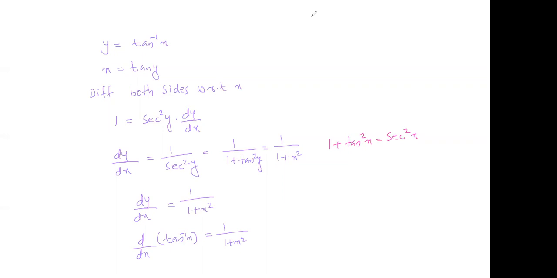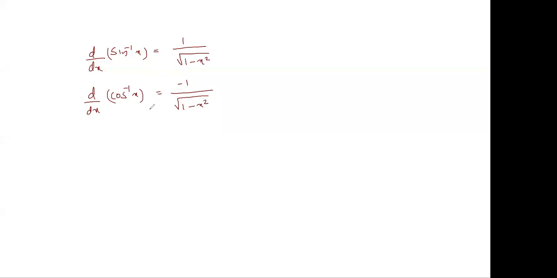Similarly, in the same way, using implicit differentiation, you can find the derivatives of all inverse trigonometric functions. So derivative of sine inverse x is 1 by root 1 minus x square. Derivative of cos inverse x is only the sign changes, it is -1 by root 1 minus x square. So it is easy to study: sin inverse x and cos inverse x derivatives are almost the same, only thing is sin inverse x has positive 1 by under root 1 minus x square, cos inverse x has -1 by under root 1 minus x square.